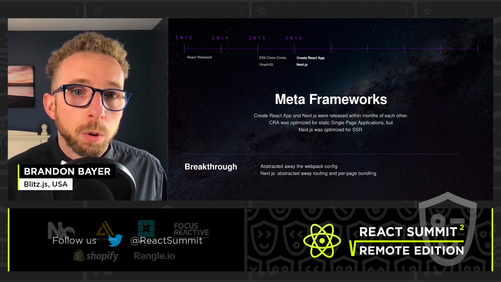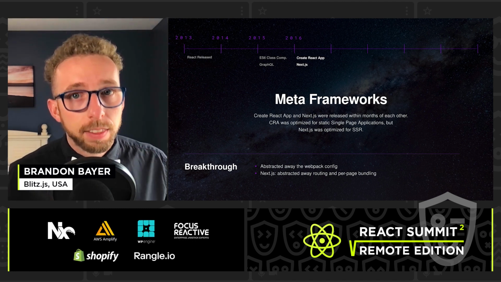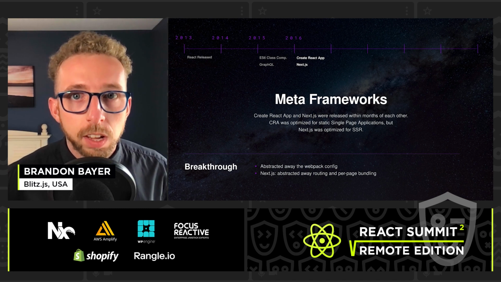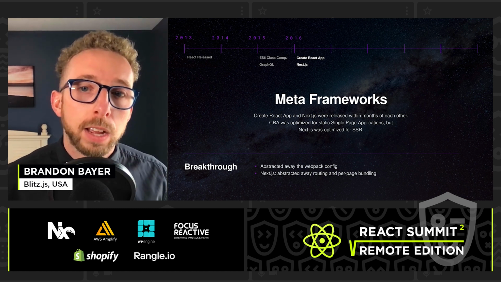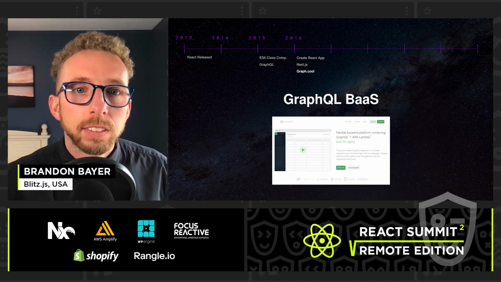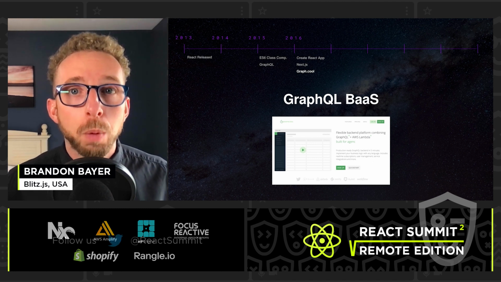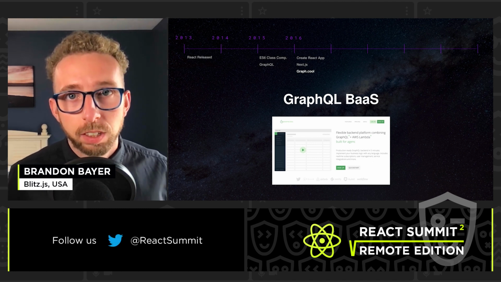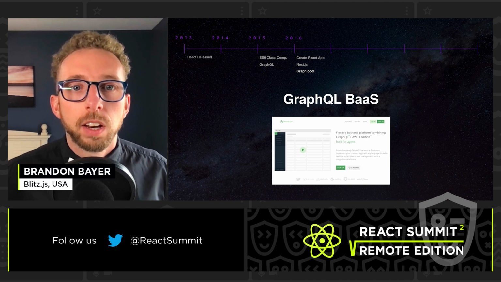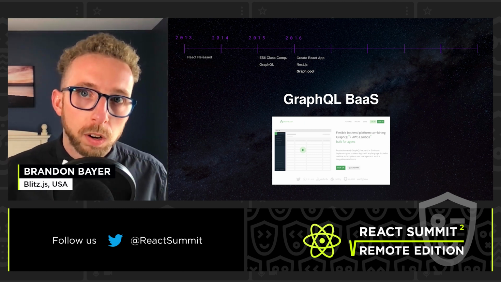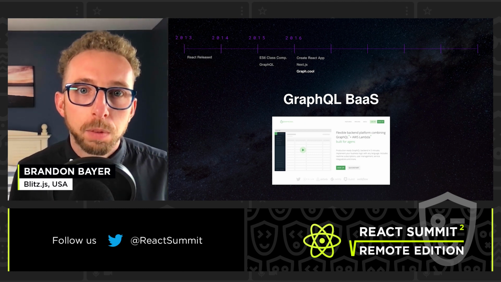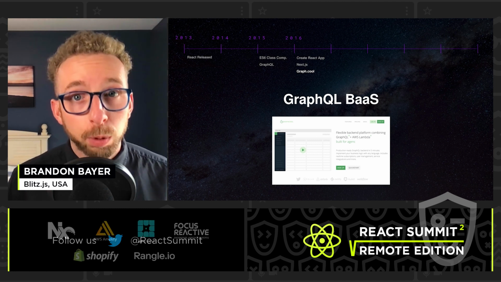Now, there was one more thing that happened in 2016 that I think is very worth mentioning in this context of building full stack applications. And that is the introduction of GraphQL backend as a service platforms. Graphcool being one of the prominent ones that was created by the company that is now Prisma.